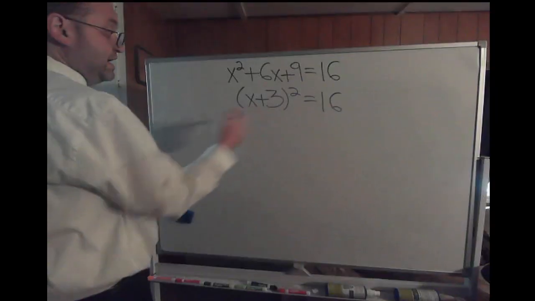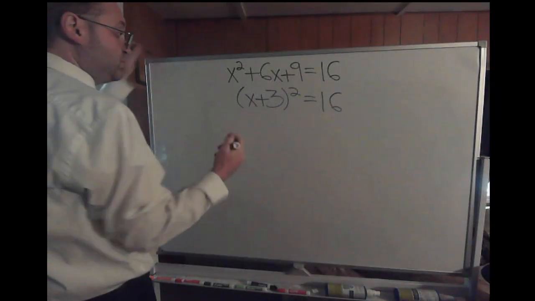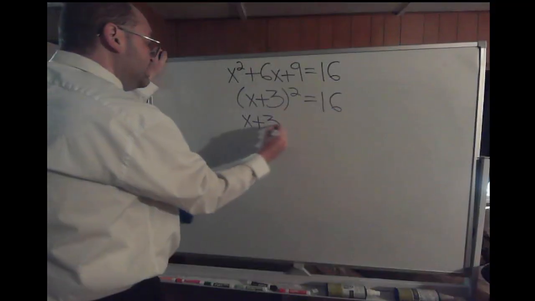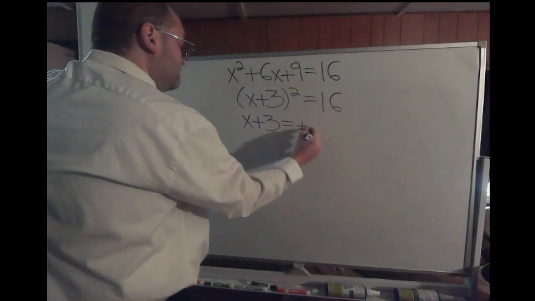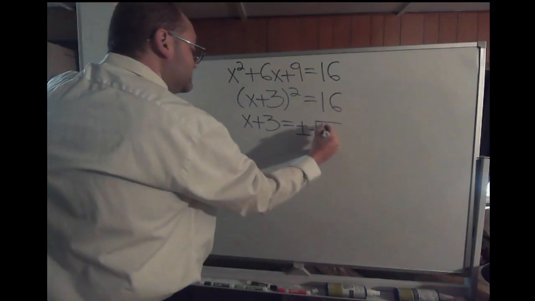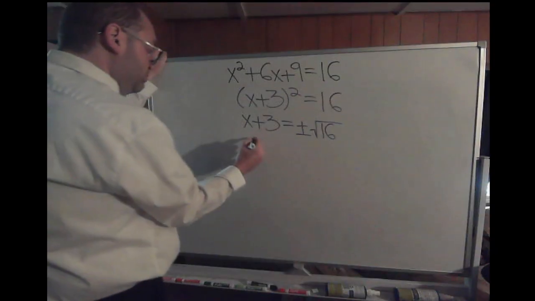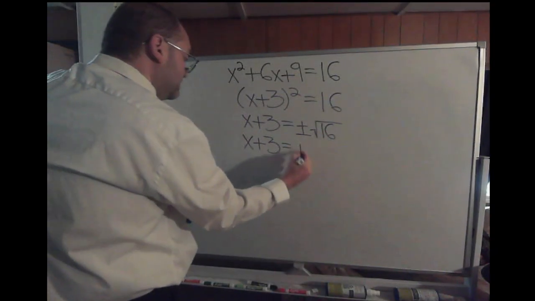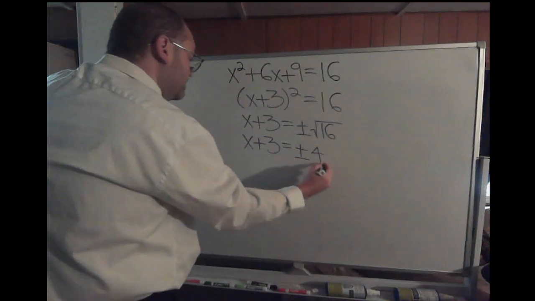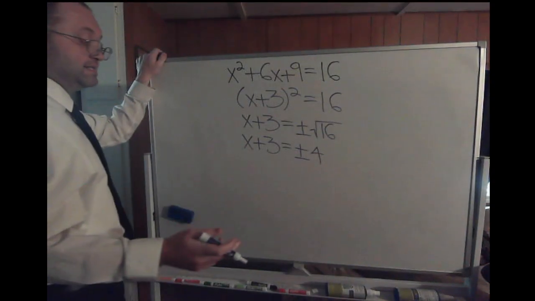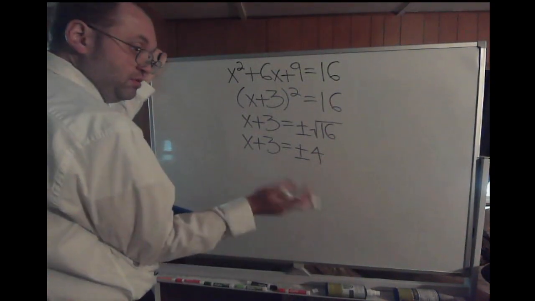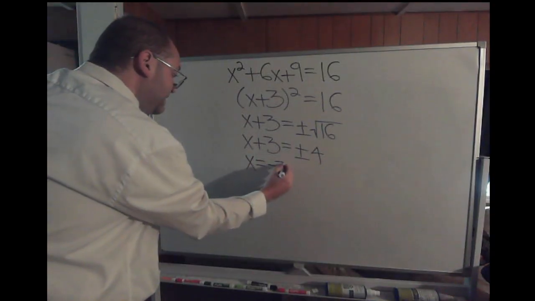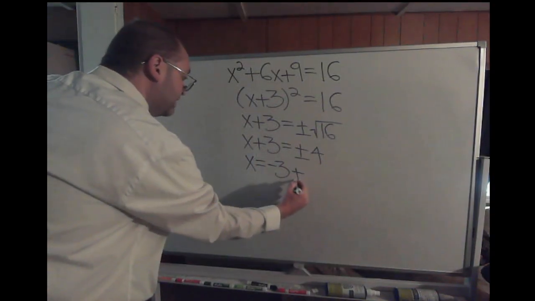Now we just want to get that x plus 3 by itself, so take the square root of both sides. You'll get x plus 3 is equal to plus and minus the square root of 16, which means x plus 3 is equal to plus and minus 4. Well, now we just want to get x by itself, so we have to subtract 3 from both sides. If we do that, you'll get x is equal to negative 3 plus and minus 4.